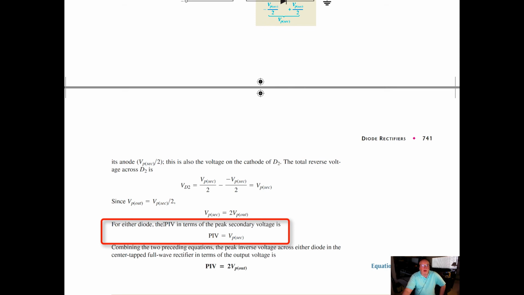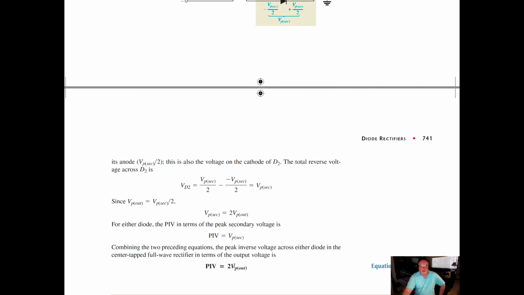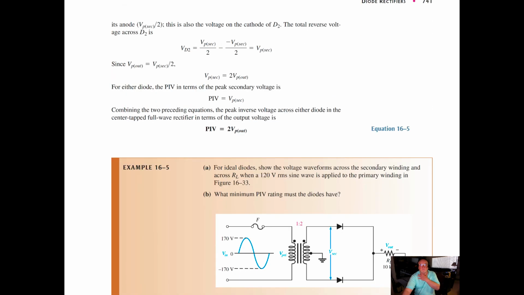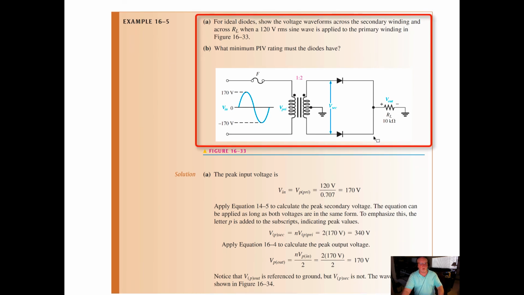For either diode, the peak inverse voltage in terms of the peak secondary voltage is VP secondary. Combining the two preceding equations, the peak inverse voltage across either diode in the center tapped full wave rectifier, in terms of the output voltage, is 2 times VP out. Those relationships are combined to get our result. So let's take a look at this example and then we'll stop this one.